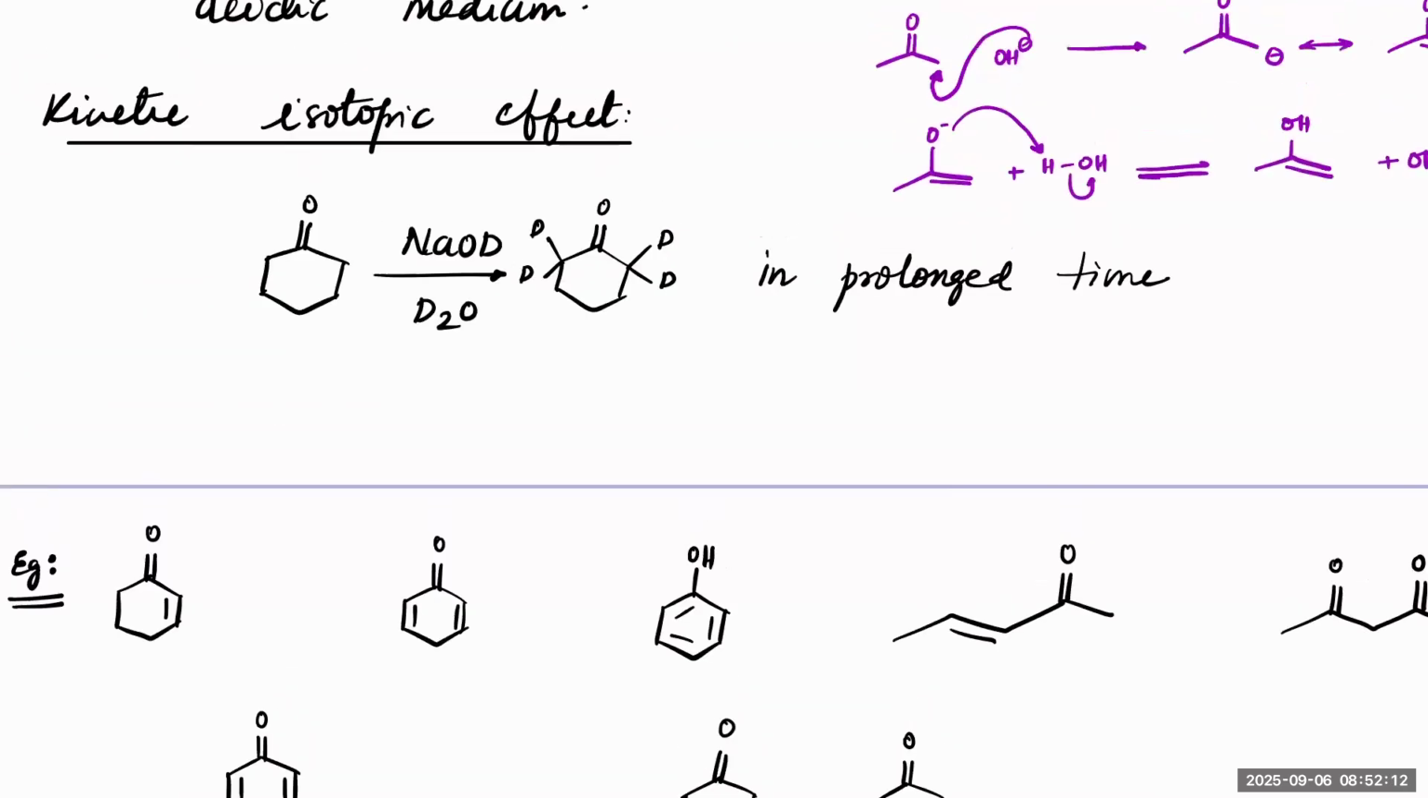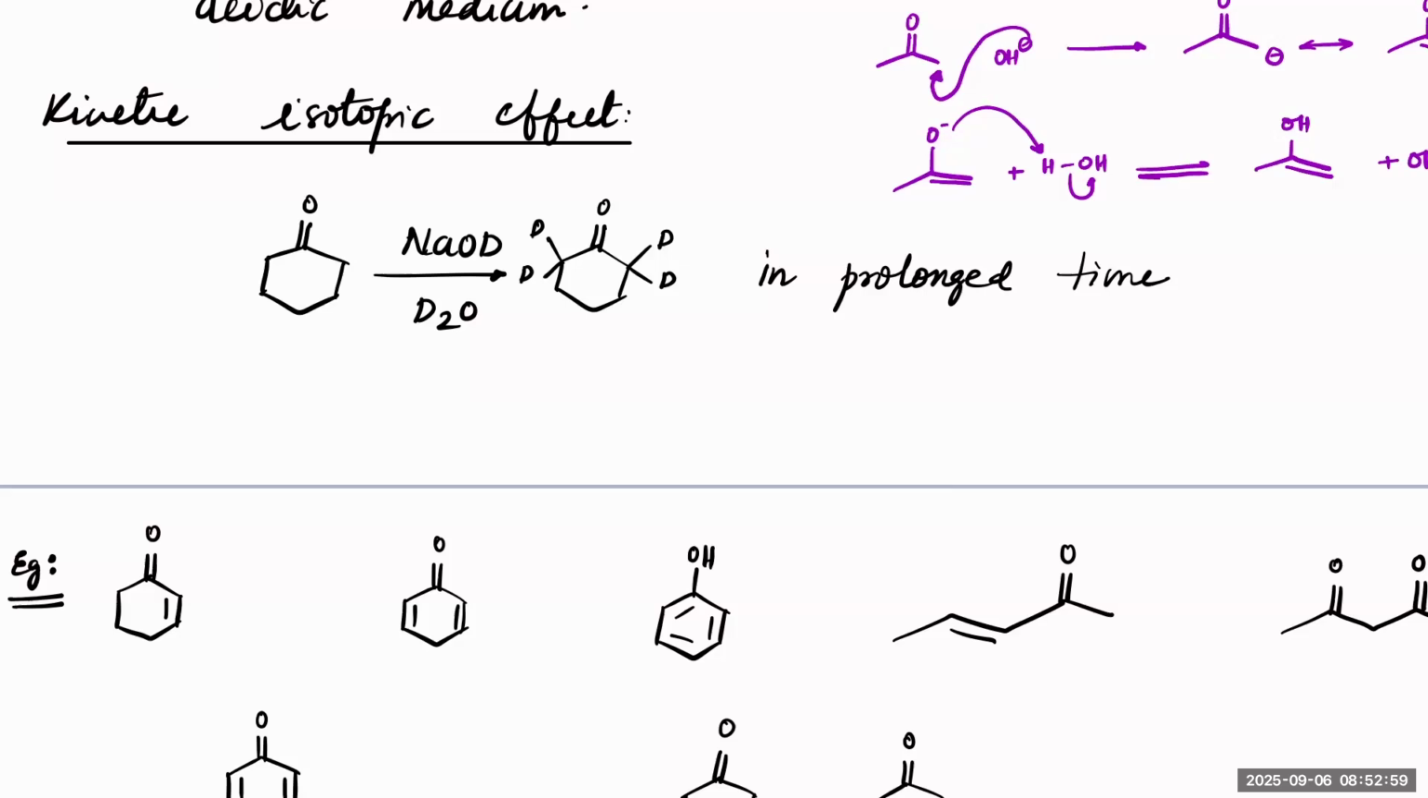Next, ketones. During tautomerism, instead of using H2O, if at all you use D2O, heavy water, in that case, at the alpha positions, whichever hydrogens are originally present, they will all get replaced by deuterium. Got it? So it's a part of the mechanism itself. When this happens, it will take a prolonged time, but all the hydrogens will get replaced. If this happens, we call that the kinetic isotopic effect.